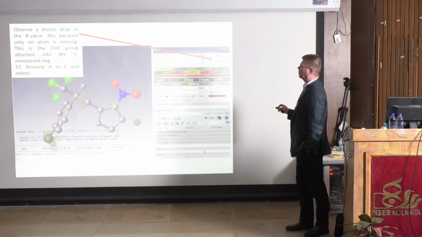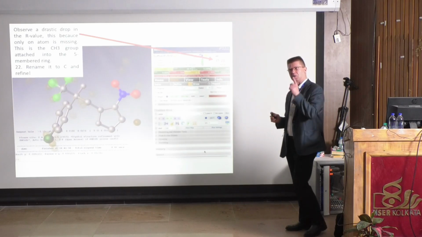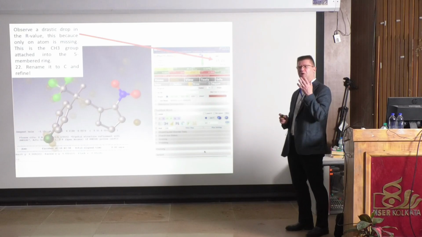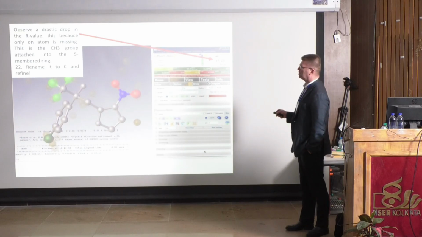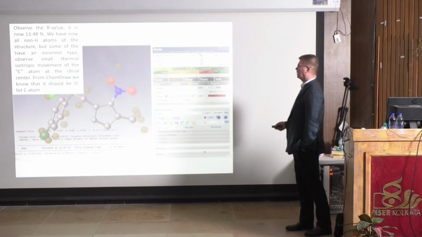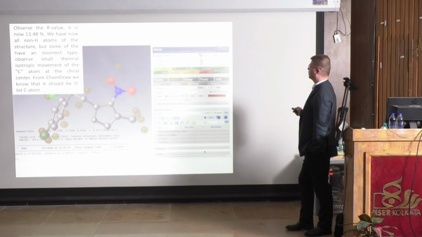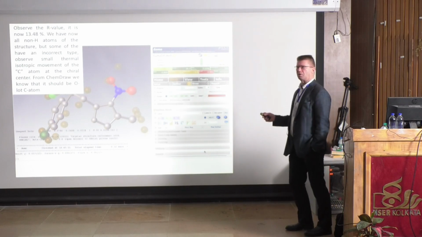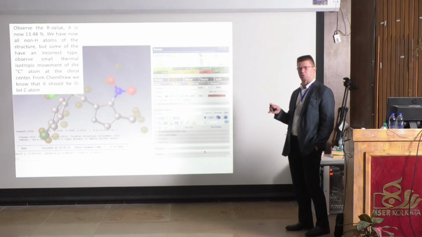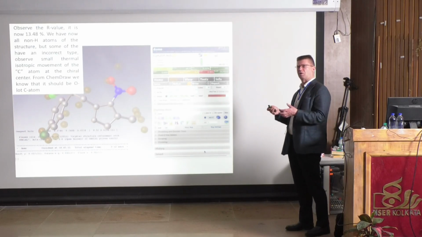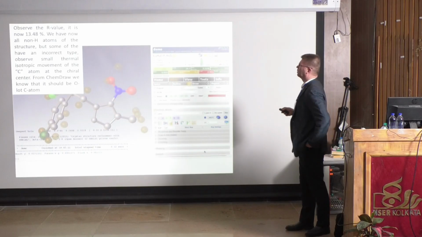And the point is, we observe a drastic drop now because only one atom is missing. So we have everything else except one atom. We are now only looking for the missing atom. And the point is, this is the CH3 group attached to the 5-membered ring, and you can see it here. So now we rename this as carbon and repeat the same refinement. Now we have it, and now observe, look. The R value went to 13 and changed color. So we are now going from the red to the orange or yellow color. And now we have all non-hydrogen atoms.